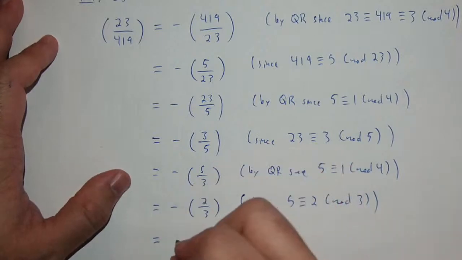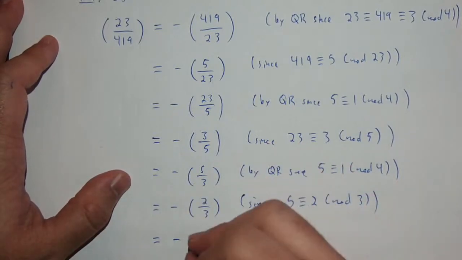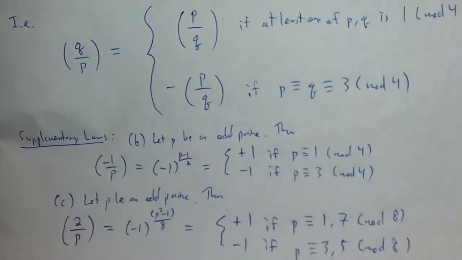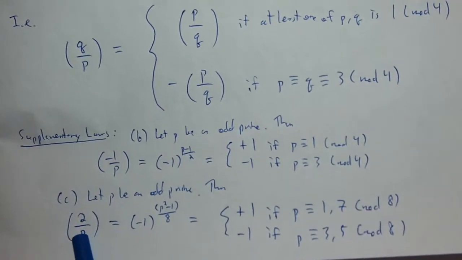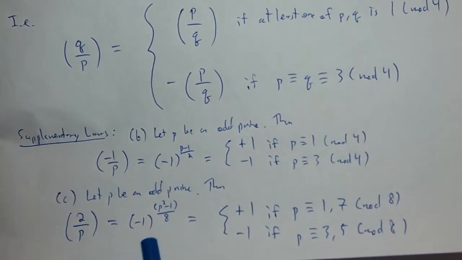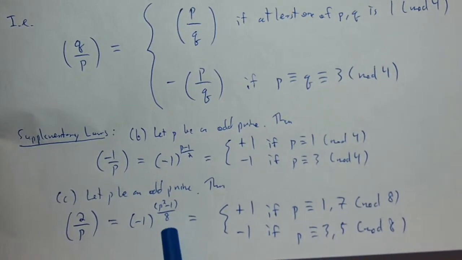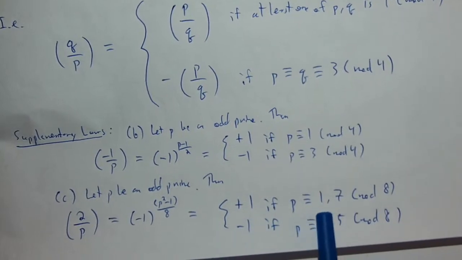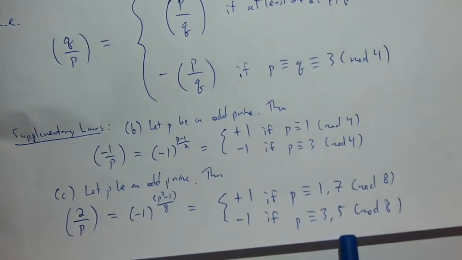And this is minus, what is 2 on 3? Well, we have now reduced it to a Legendre symbol I can just read off. What do I mean? I can use the supplementary laws. The supplementary law for 2 says that 2 on p is (-1) to the (p squared minus 1) over 8, which just means that it's plus 1 if p is congruent to 1 or 7 mod 8, and minus 1 if p is congruent to 3 or 5 mod 8.